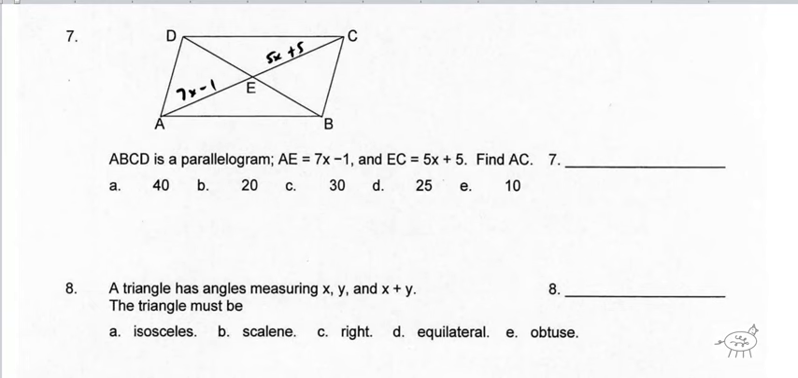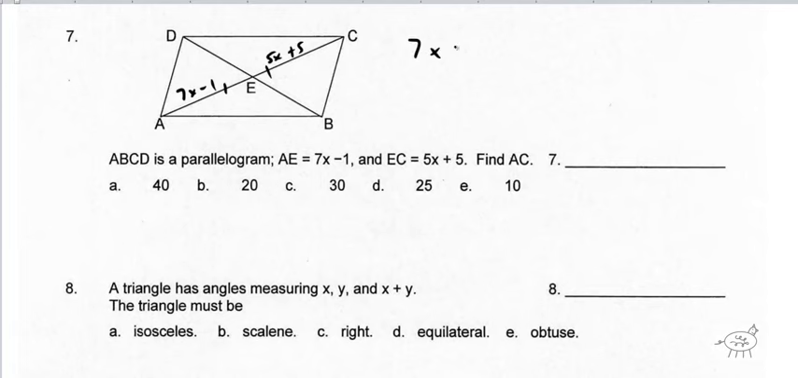Find AC. So we want the whole distance. The thing you got to realize with this one is diagonals of a parallelogram bisect each other. So I know this is equal to this. That's the key to that problem. And it kind of makes sense because you don't have any numbers, other measurements, and so what else are you going to do? You're not going to set it equal to anything. You got to set it equal to itself, right?